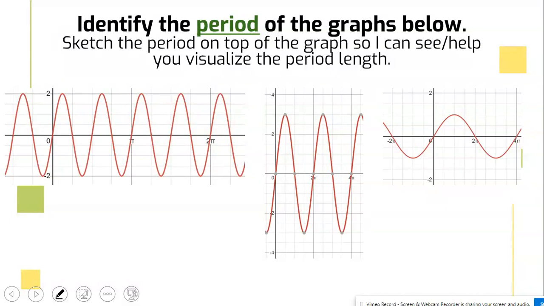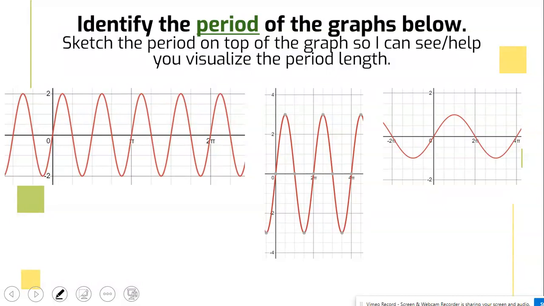Okay, so again, these are the exact same graphs we just saw. This time we're looking to figure out where the period is. The way I like to facilitate this is I want you to sketch the period on top of the graph. So grab a highlighter, not just a pencil, something where you can actually see the one cycle of sine, just like I'm about to do on the screen here.